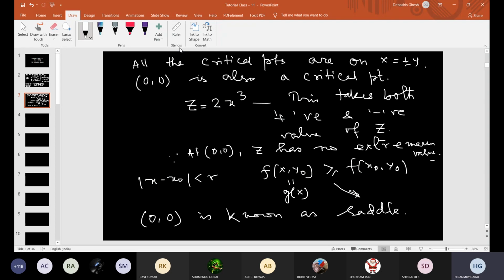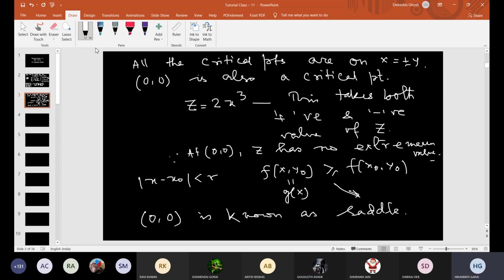So once we get that the function has its critical points, we can find out the type of the critical points, whether at that critical point it has a maximum or minimum value or it does not. Depending upon that we can be clarified. That clarification can be done by some process.